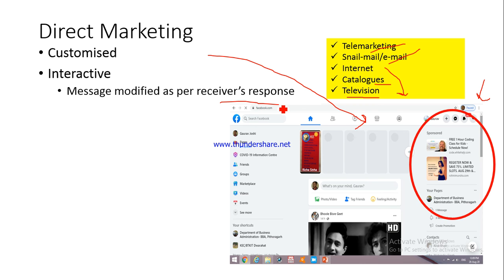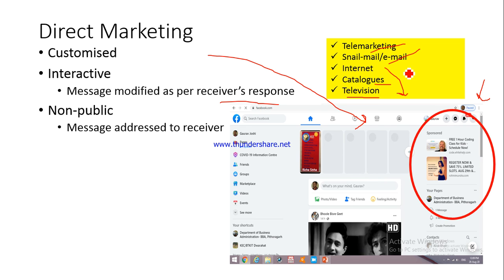However, in direct marketing it is possible. You can interact with the customer and then accordingly modify your message to suit the customer requirements. Non-public. So this is one mode which is not public. If a particular mail is being sent to me, the same mail would not be sent to some other prospective customer or buyer. There would be a different mail depending on different requirements.